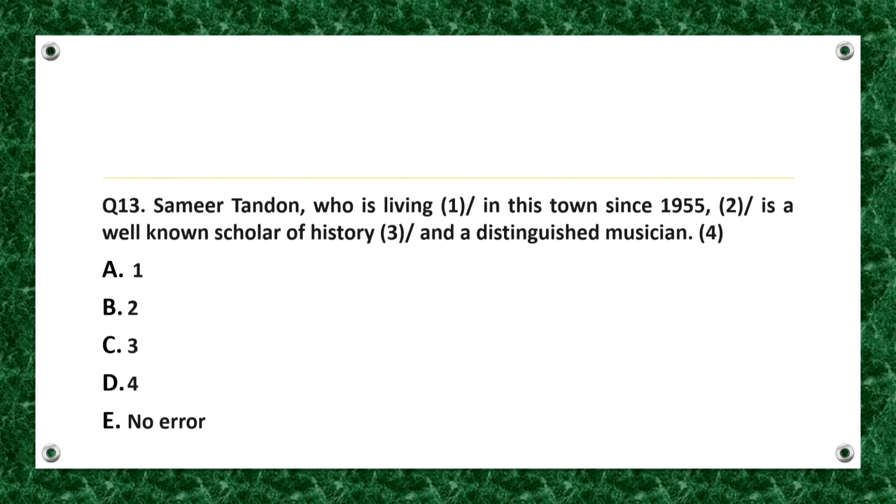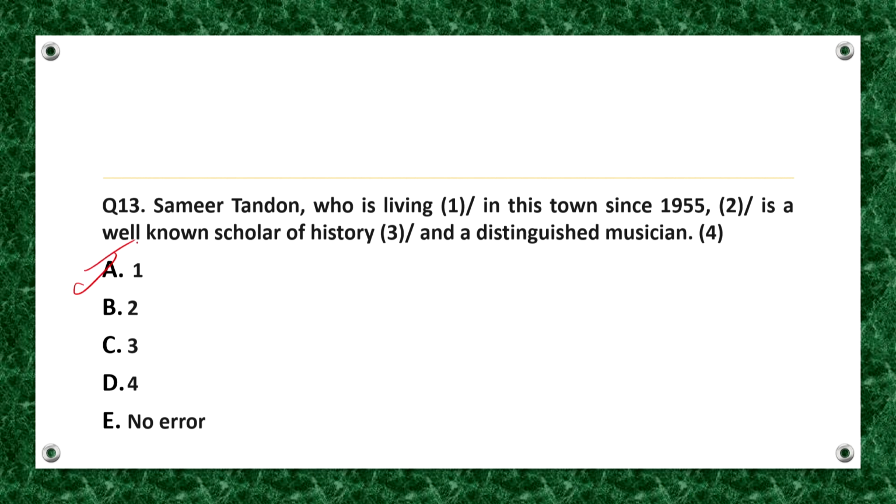Fine. Now, moving on, here's the next question. Solve it. So, is it done? Let's discuss. Let me first read out the sentence given. Sameer Tandon, who is living in this town since 1955, is a well-known scholar of history and a distinguished musician. So, the correct option is option A.